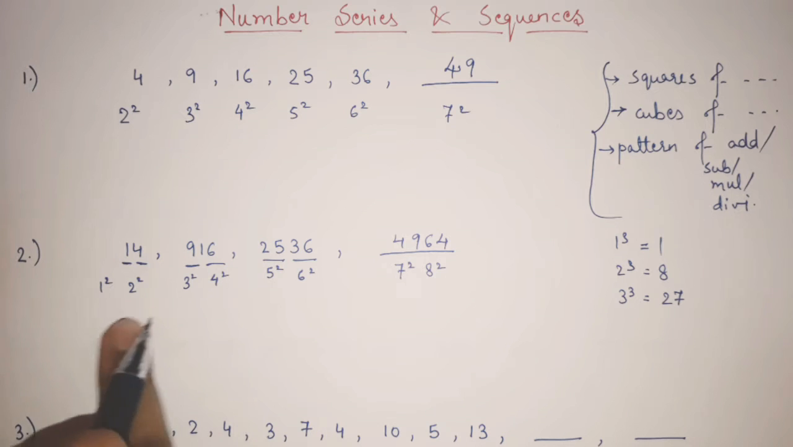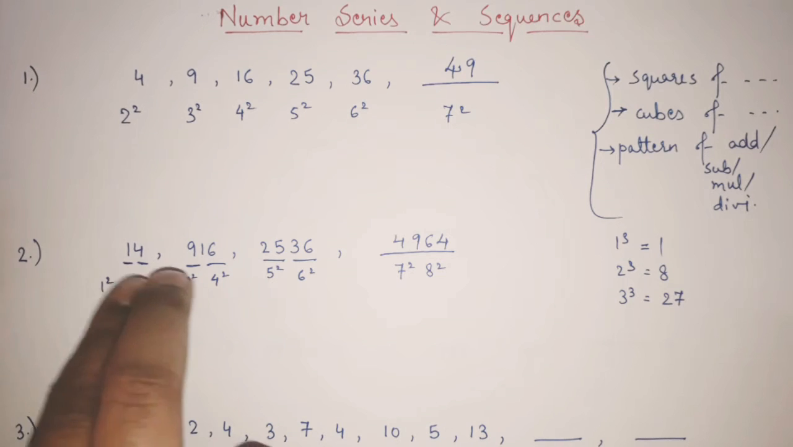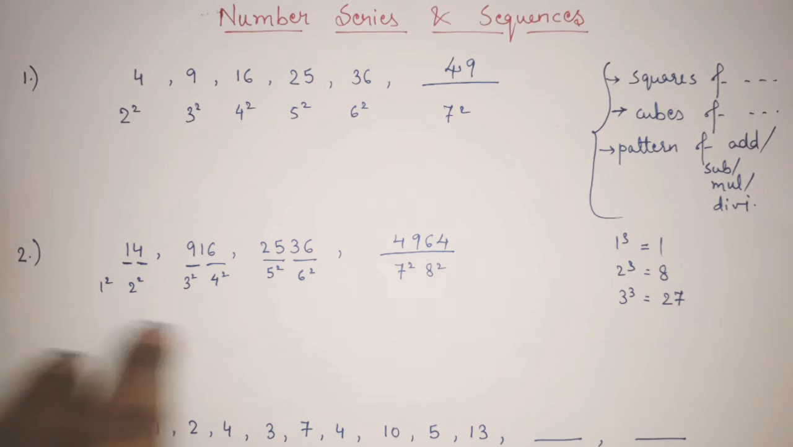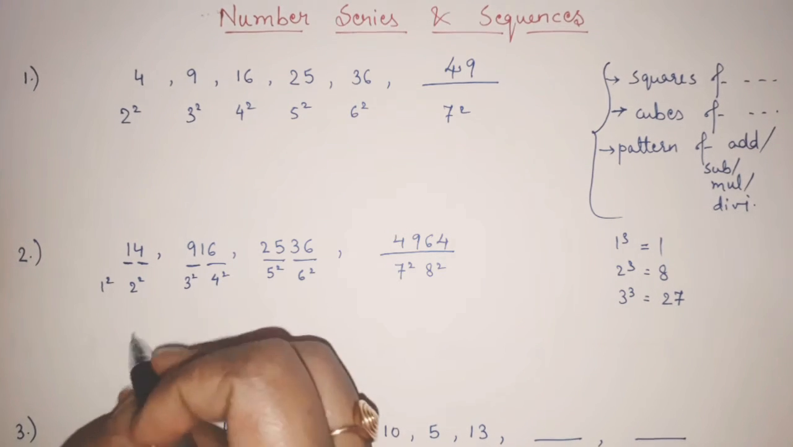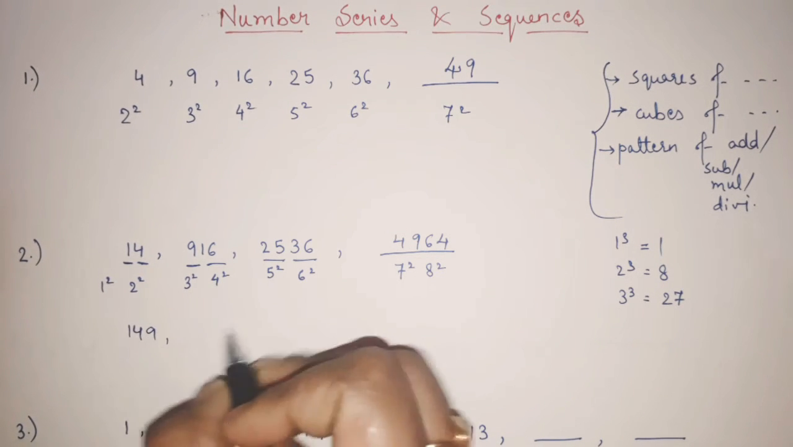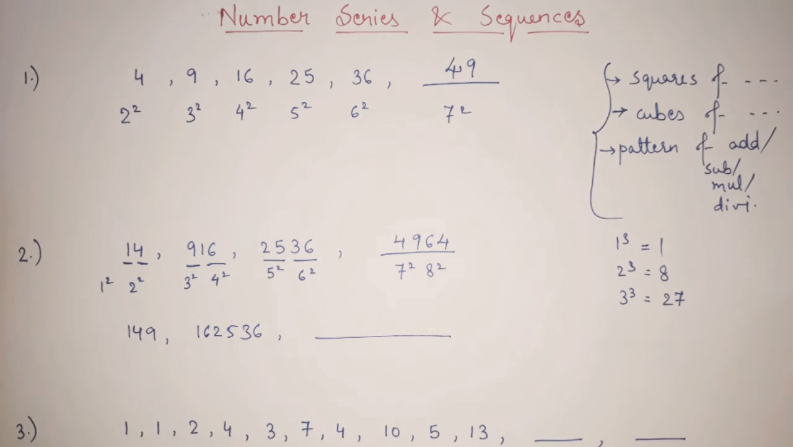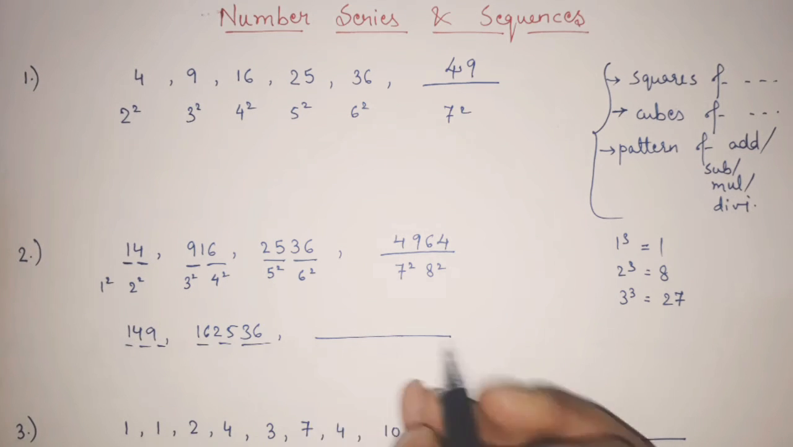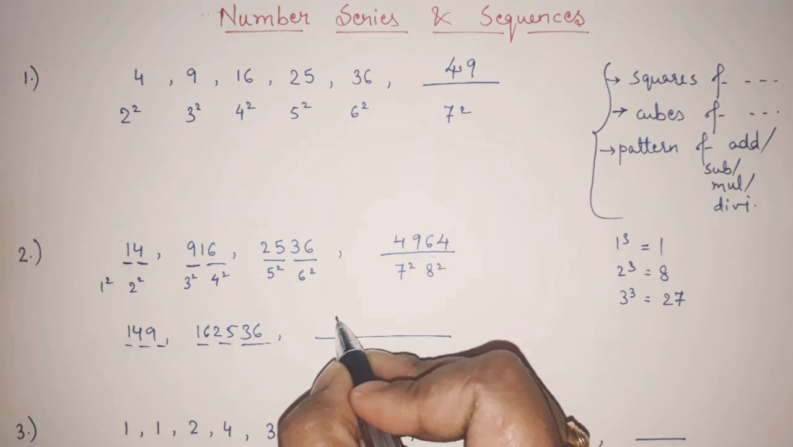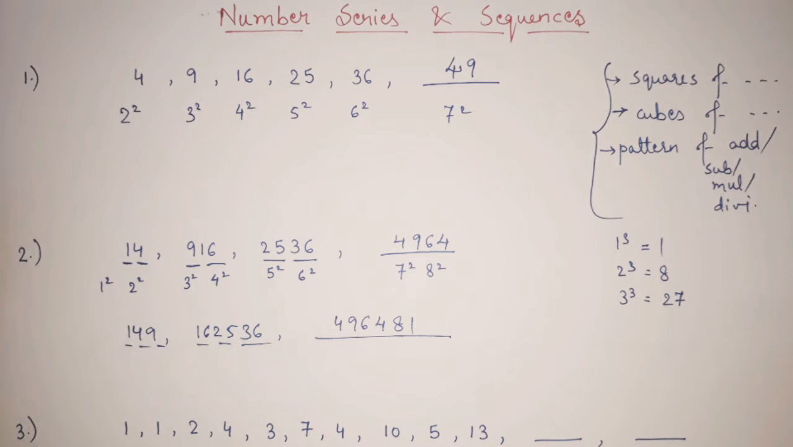Right? So again, this is a very interesting question. This is not separate squares, but a combination of two square numbers. Similarly, they can give you a combination of 3 squares, 4 squares, 5 squares also. Like they can give you 149 here, 16, 25, 36 here, and then they can ask you something else. Got it? So this is 1 square, 2 square, 3 square, 4 square, 5 square, 6 square. So here the number will be 7 square, 8 square and 9 square. Got it? So this type of question is also a possibility.